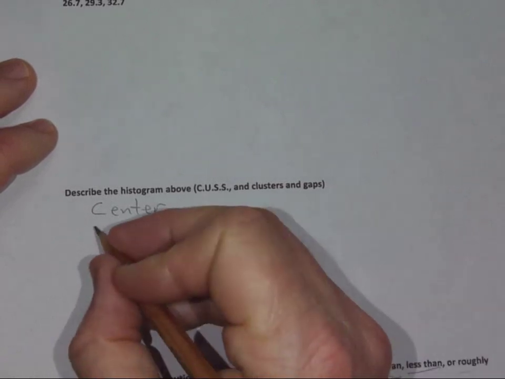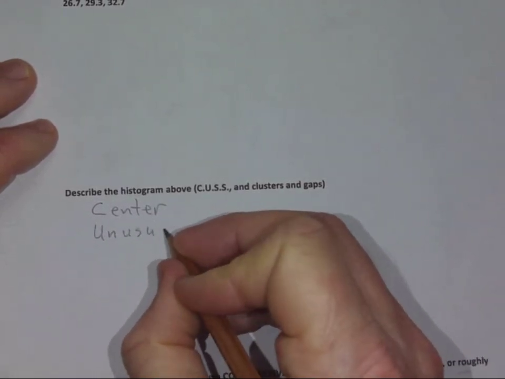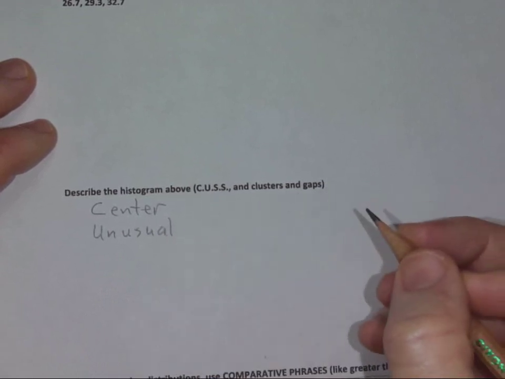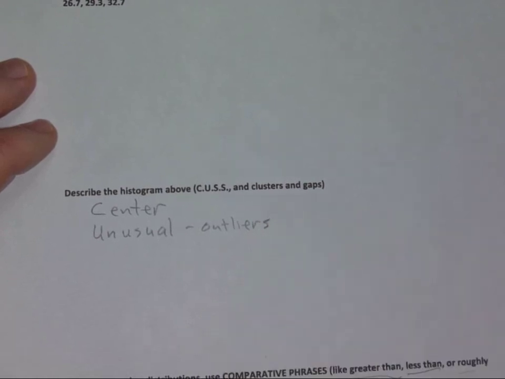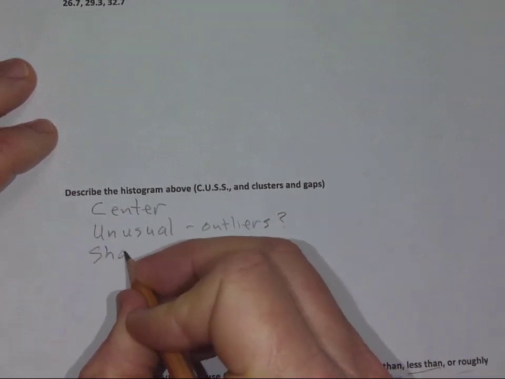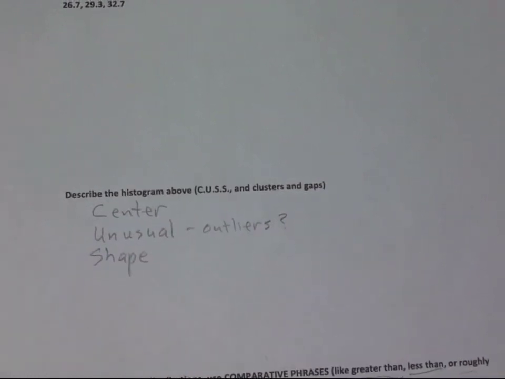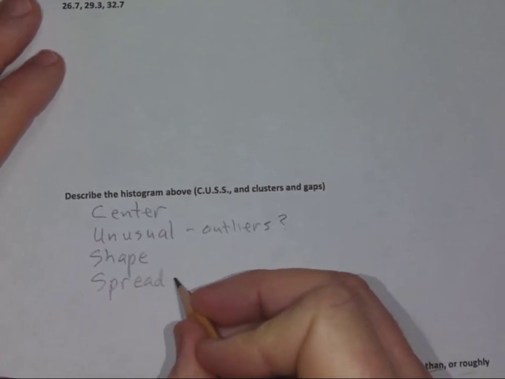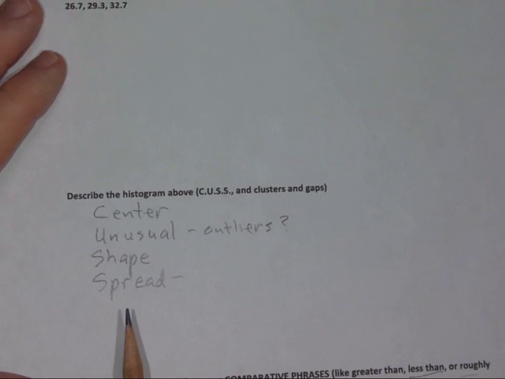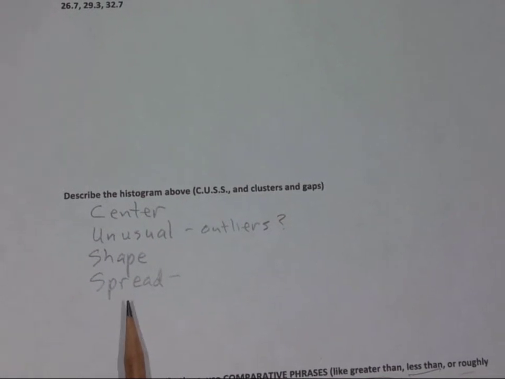All right, then the U is unusual values. Does it have any unusual values that we call outliers? And we'll have a formula in the next section that will define outliers. Then it's shape. And we'll talk about, is it unimodal? Is it skewed to the right, skewed to the left? We'll talk about that in a second. And lastly, it's spread. Okay, how spread out are the numbers? What's the variability? And we're going to have some statistics that describe spread, namely the standard deviation, the interquartile range, and the range. And we'll talk about that in the next section.